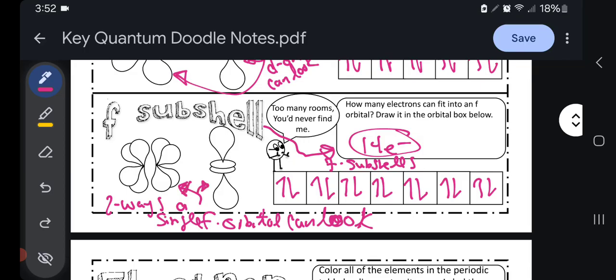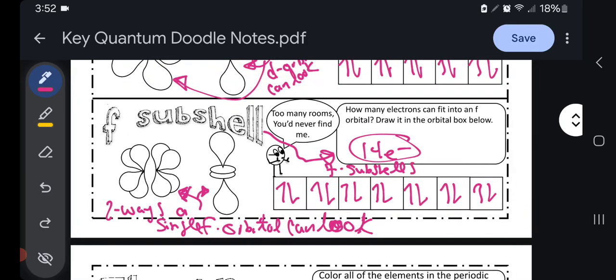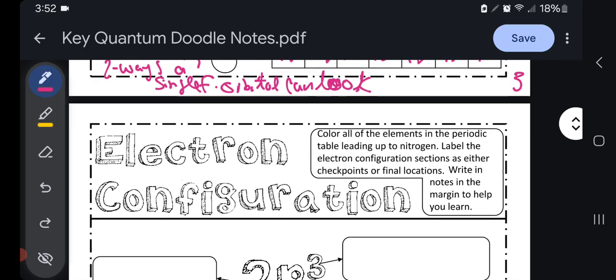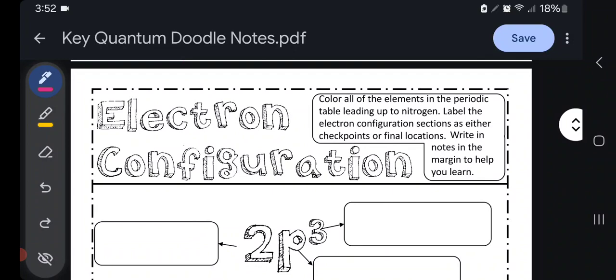All right, next page. I feel like we should number these. Technically, this would be my 3rd page here. So let's move on to the 4th page, where you actually start talking about electron configuration.